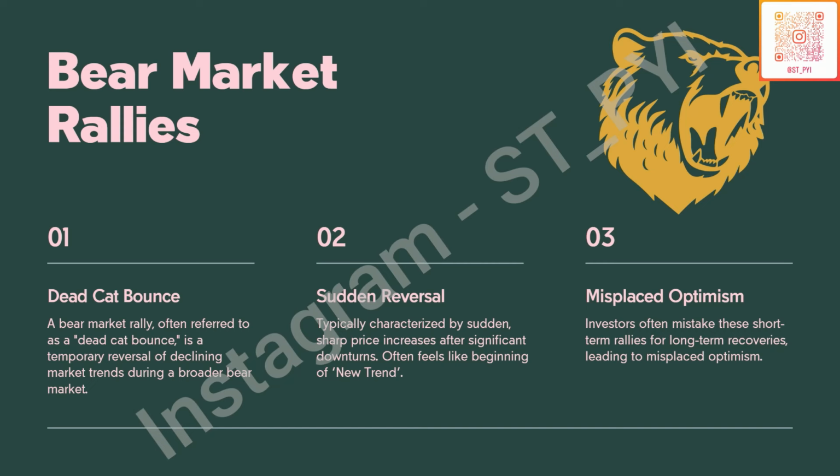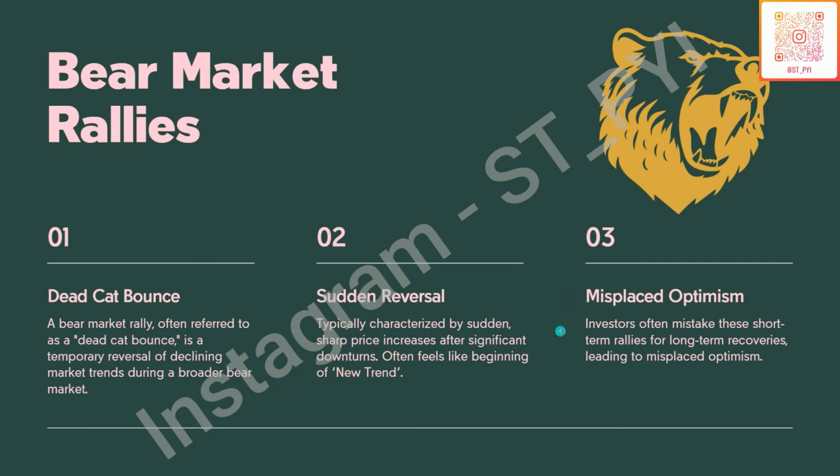What are the typical characteristics of this? There is a sudden reversal in the market. You often start to feel that a new trend has begun. Typically, you will see the sectors that have been beaten down a lot are the ones that start rallying first. That is actually a big sign that it's a bear market rally and not a genuine bull market upcycle that has begun. And the third is it often gives you an illusion of misplaced optimism.